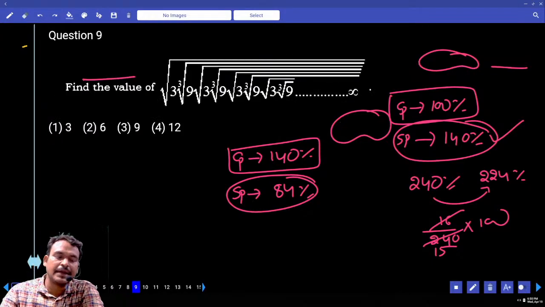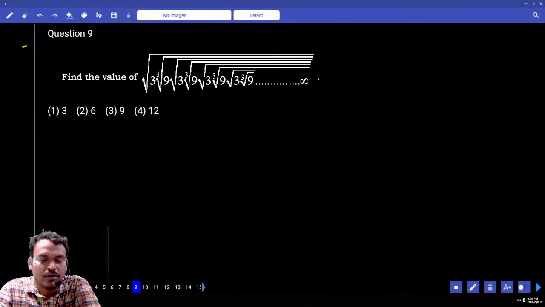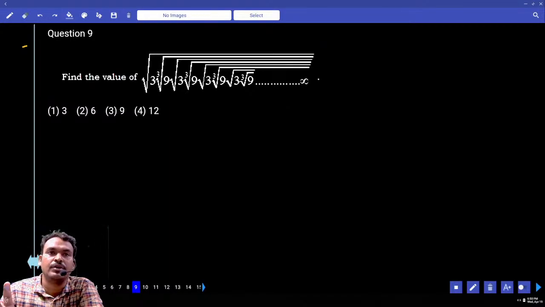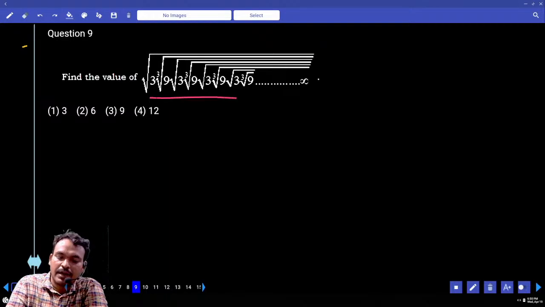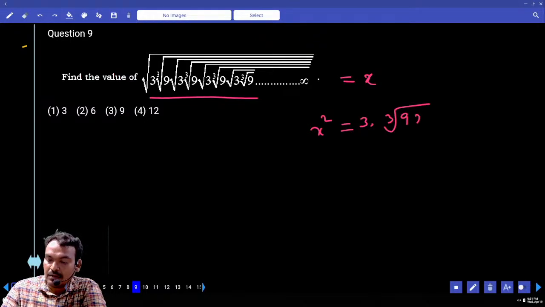Next question number 9. Find the value of square root of 3 cube root of 9, square root of 3 cube root of 9, and so on to infinity. First of all, this total value equal to which one? X. Okay. Then we are getting x square equal to how much value? 3 into cube root of 9 x.